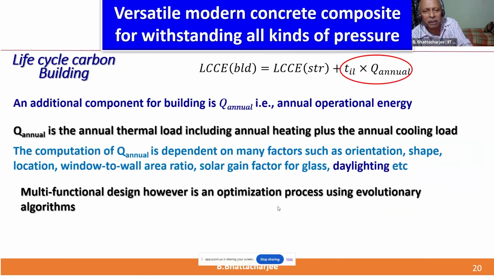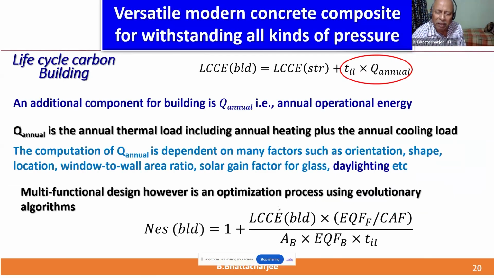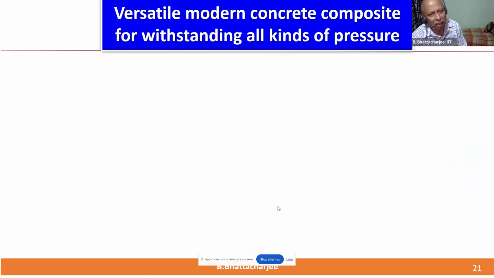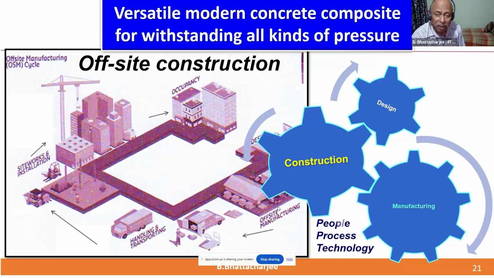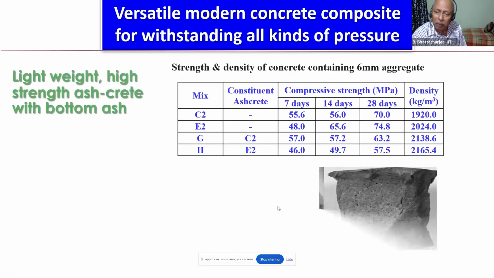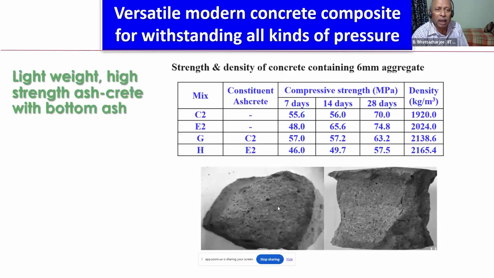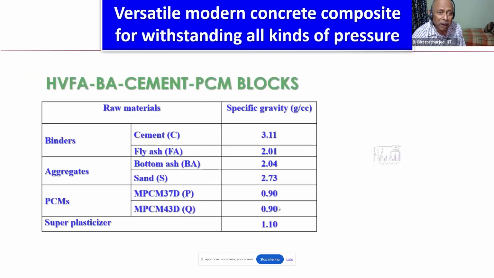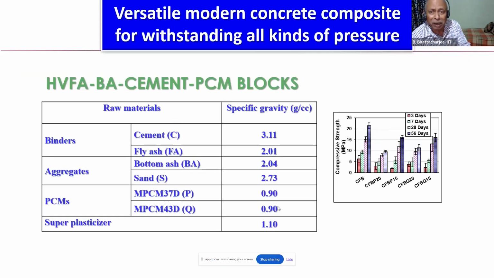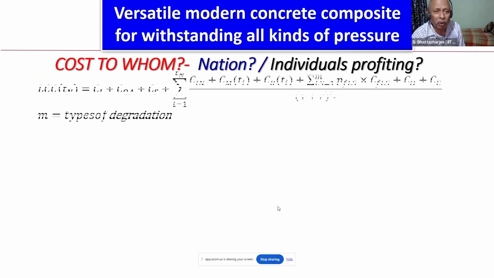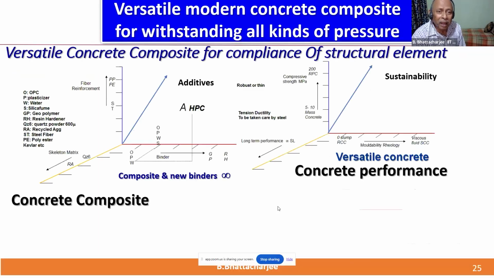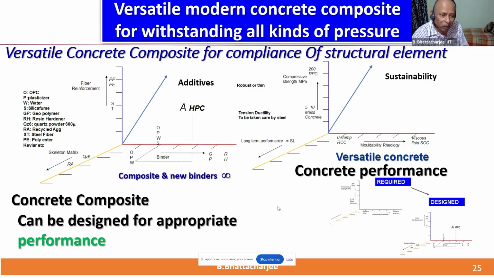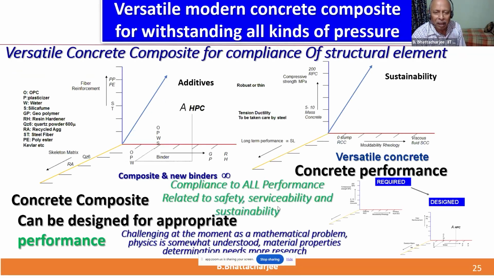For buildings, energy consumption comes into the picture, and the number of Earths, even for structure and building, you can calculate. Industrialization of construction is very important. That can reduce waste, and therefore you can even generate new materials like lightweight, high strength ash-based material. We worked on it a little bit. High volume bottom ash cement with PCM blocks, several of those can be worked on. So life cycle cost you can look into, so you can reduce the cost, and that's it. So you can actually comply with all performance requirements.